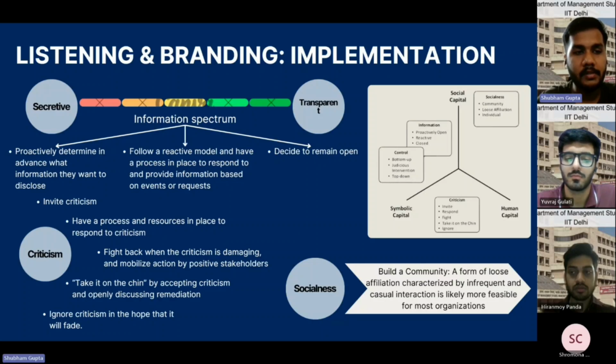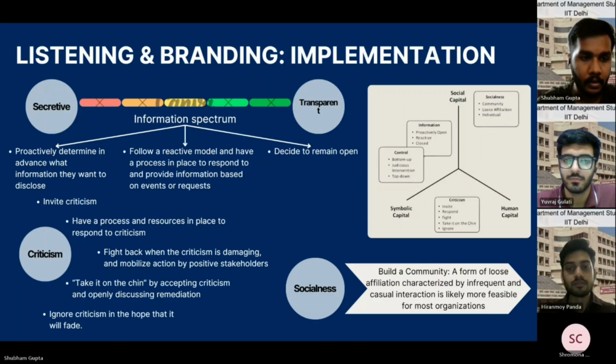So when it comes to the information spectrum, the organization can proactively determine in advance what information they want to disclose. Secondly, they can follow a reactive model and have a process in place to provide information based on events or requests, or they could decide to remain completely open.